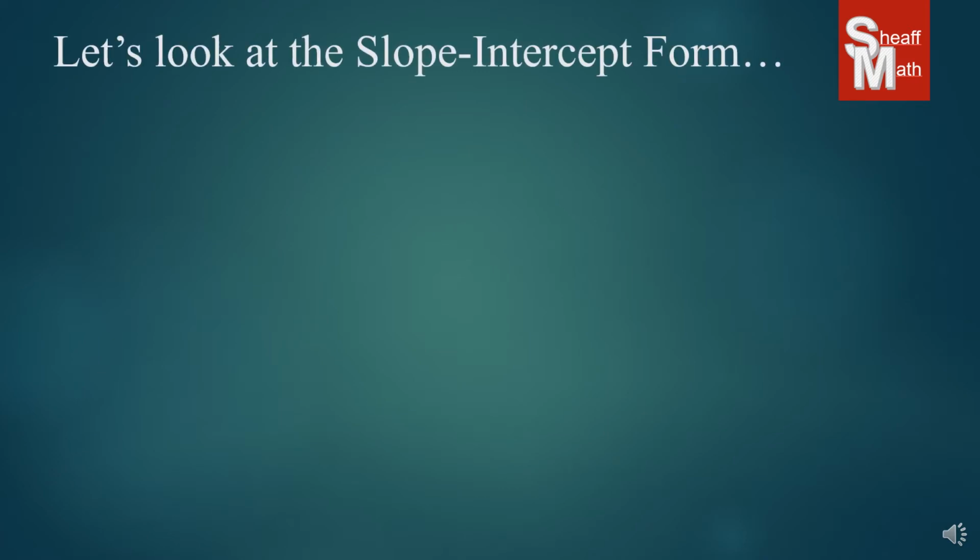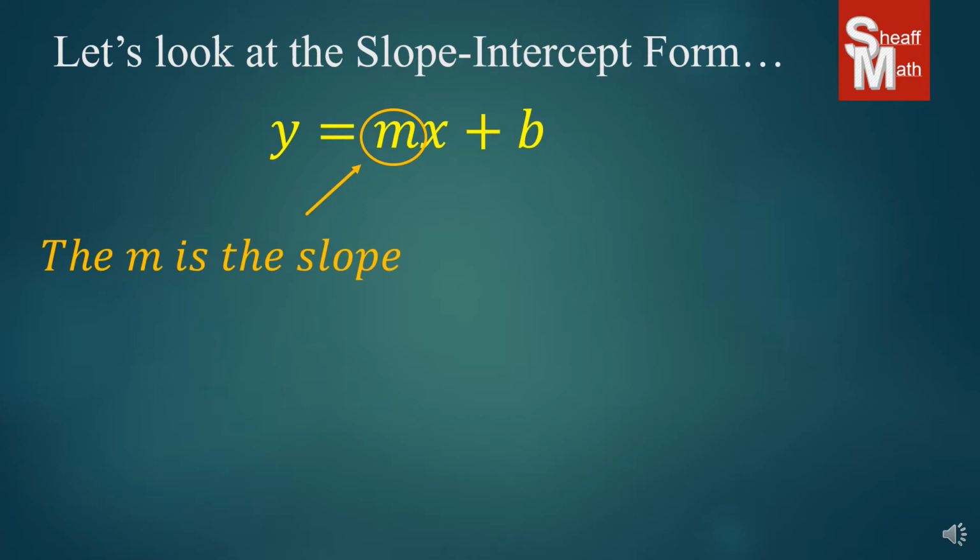So let's look at the slope-intercept form first. Now y equals mx plus b. We know that the m is the slope of our line, or the rate of change. The b is the y-intercept, or the initial value. And so we're going to be using this slope-intercept form for the following graph.